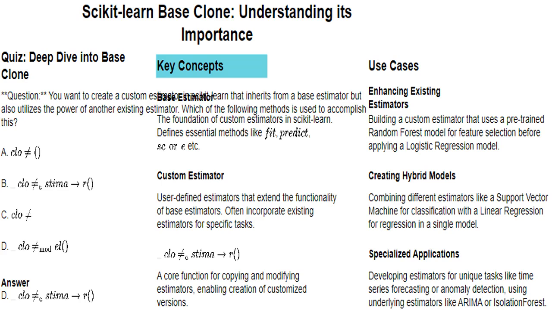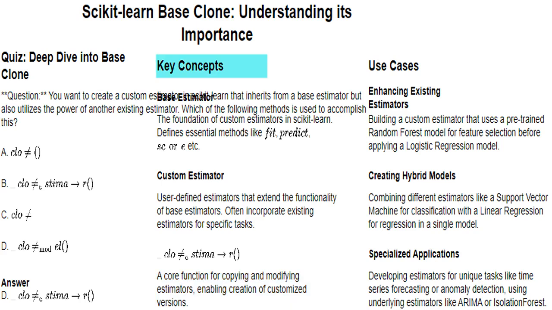Key concepts. B. Clone estimator. Base estimator. The foundation of custom estimators in scikit-learn. Defines essential methods like fit, predict, score, etc. Key concepts. Custom estimator. User-defined estimators that extend the functionality of base estimators. Often incorporate existing estimators for specific tasks. Key concepts. Clone estimator. A core function for copying and modifying estimators, enabling creation of customized versions.